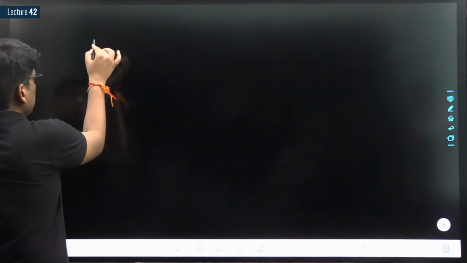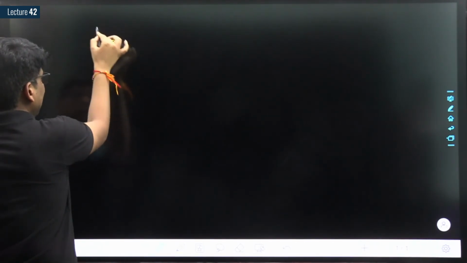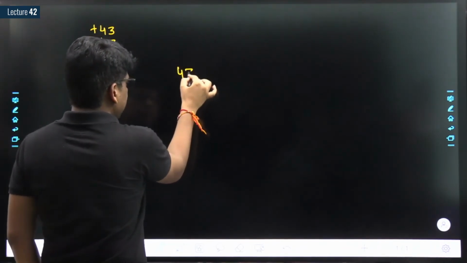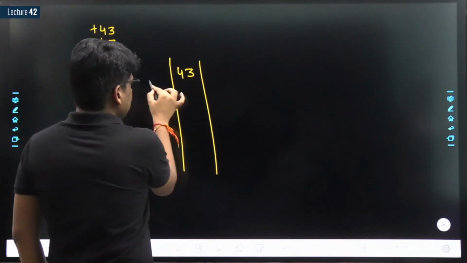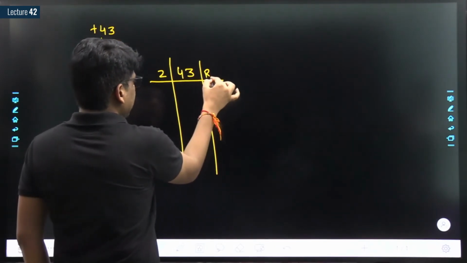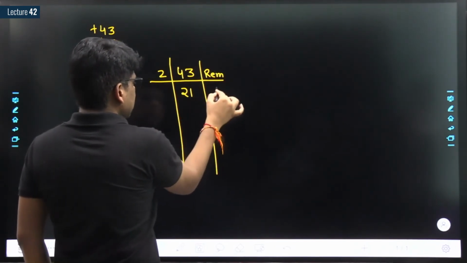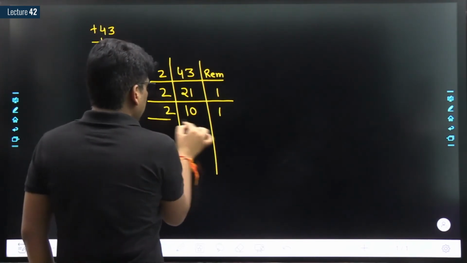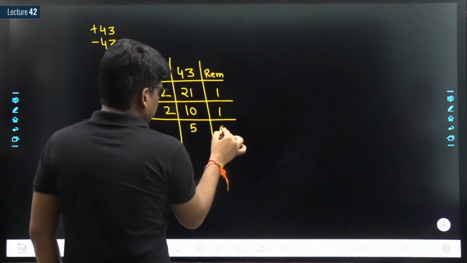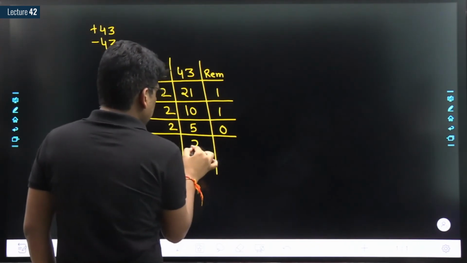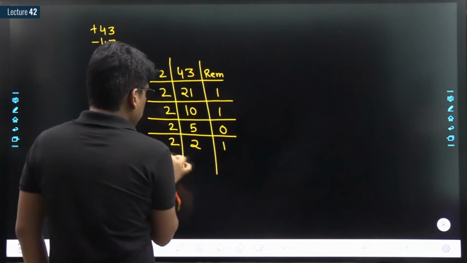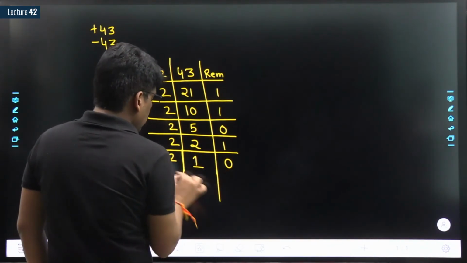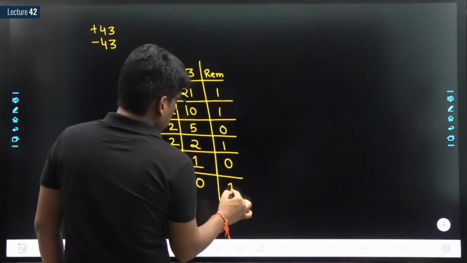Sir, how to store minus 43 and plus 43? See, for 43, we need to first find the binary equivalent. Sir, how to find? Let me divide. 43 divided by 2, 21 times and the remainder will be 1. When 21 is divided by 2, 10 and the remainder will be 1. When 10 is divided by 2, 5 times, remainder will be 0. When 5 is divided by 2, it goes 2 times and the remainder will be 1. When 2 is divided by 2, 1 time and remainder will be 0. When 1 is divided by 2, sir, 0 times and the remainder will be 1.